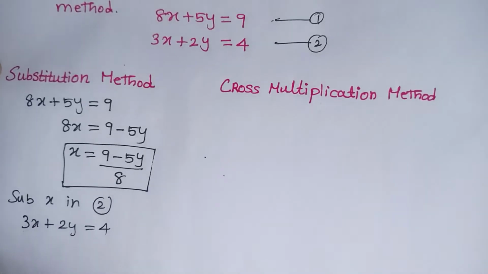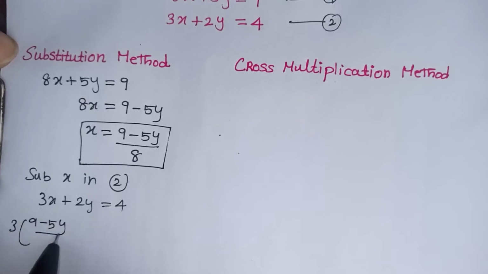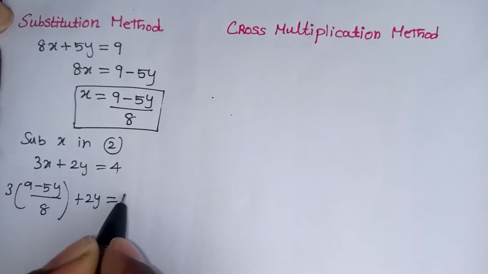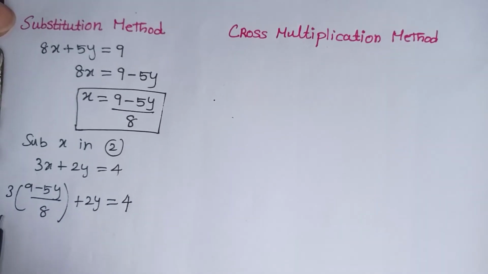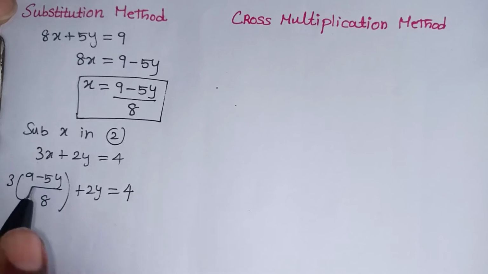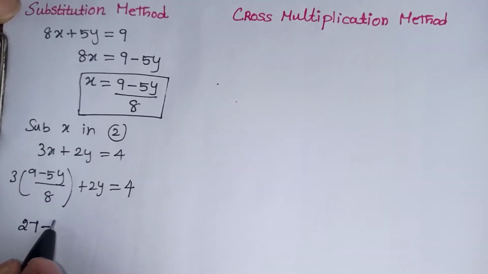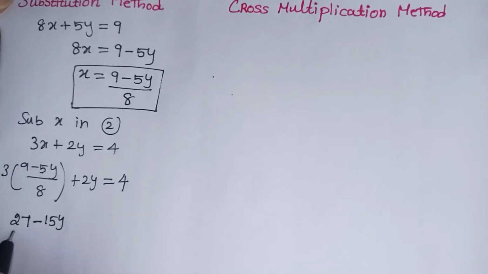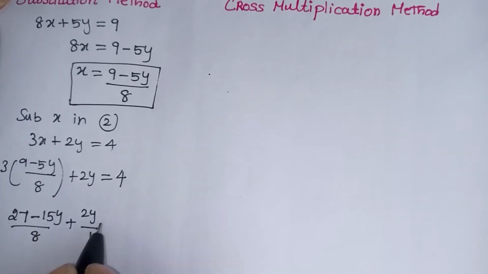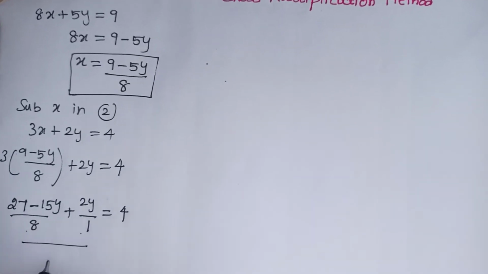Now 3 into, in the place of x you take this value, (9 minus 5y) by 8, and this plus 2y is equal to 4. So after writing, this 3 should be multiplied inside. So here 3 9s are 27 minus 5 3s are 15y. Here we have a denominator 8 and plus this is 2y by 1 which is equal to 4. For 8 and 1 we need to take the LCM. So the LCM is 8.